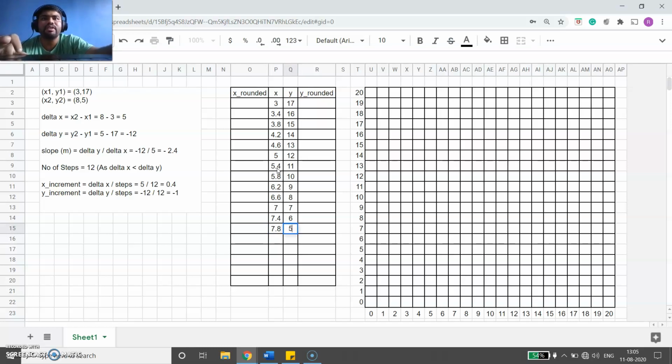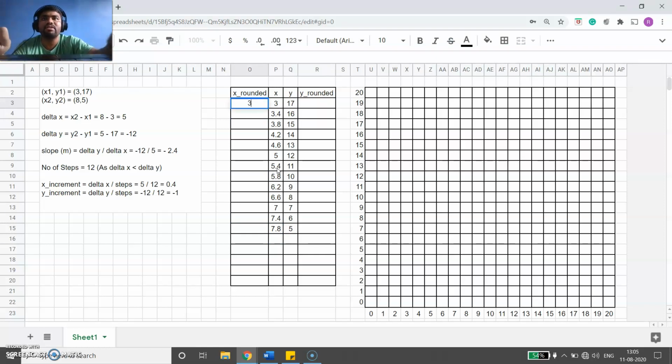So you can see we have y decremented one at a time: 17, 16, 15, 14, 13, 12, 11, 10, 9, 8, 7, 6, 5. And x is incremented by 0.4, so we have 3, 3.4, 3.8, and accordingly we reach 7.8. But now we have to round it, as round is an important function in the DDA algorithm. So this is actually a disadvantage of the DDA algorithm. We'll talk about it later.